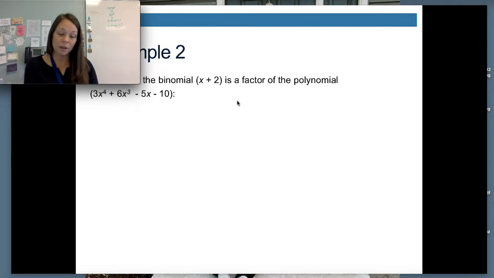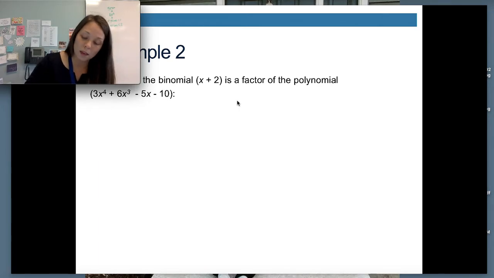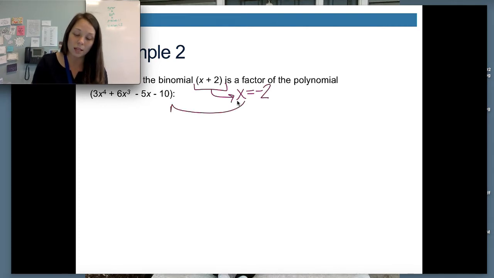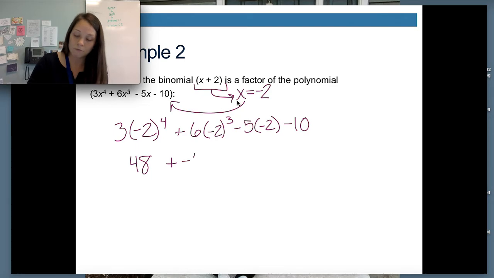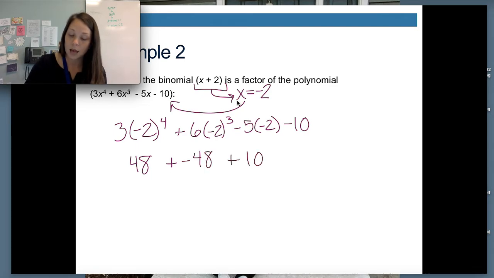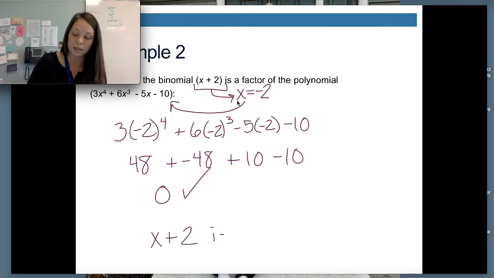Looking at example 2, determine if the binomial x plus 2 is a factor of the polynomial 3x to the 4th plus 6x cubed minus 5x minus 10. If I'm thinking about this x plus 2 when solving for x, I would get negative 2. So I'm going to take negative 2 and plug that into this function for x. So I'm going to have 3 times negative 2 to the power of 4 plus 6 times negative 2 to the power of 3 minus 5 times negative 2 minus 10. I end up with a product of 48 here plus a negative 48, or minus 48, plus 10 minus 10. And that gives me 0, which is good, so that means x plus 2 is a factor.